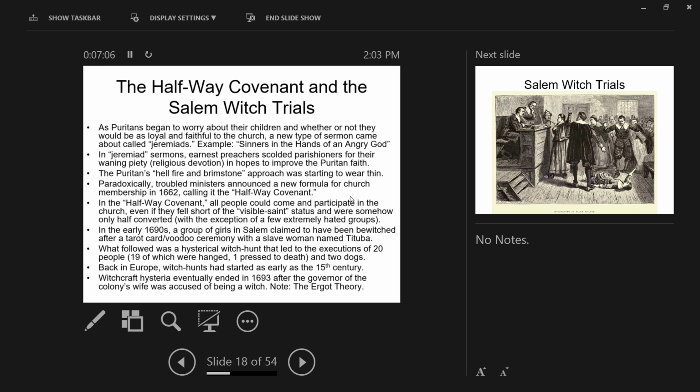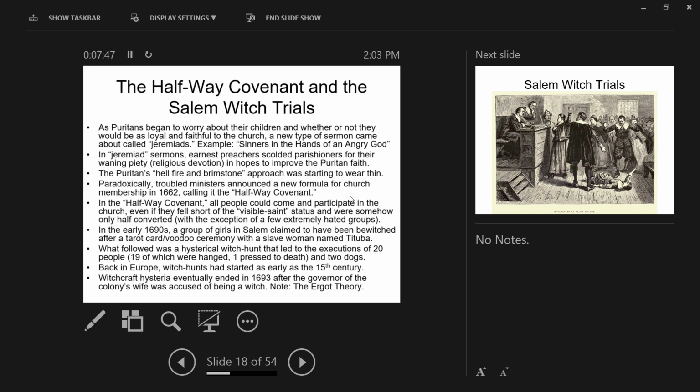So all this hellfire and brimstone starts to wear thin, and the Jeremiads aren't super popular with the parishioners. Interestingly enough, and paradoxically, ministers start a new formula in the 1660s called the Halfway Covenant. And the Halfway Covenant kind of goes like this. You may be a sinner and you may be one that is not a visible saint. But if you come to church and you repent and you try hard to be a visible saint, you may be able to seek salvation.